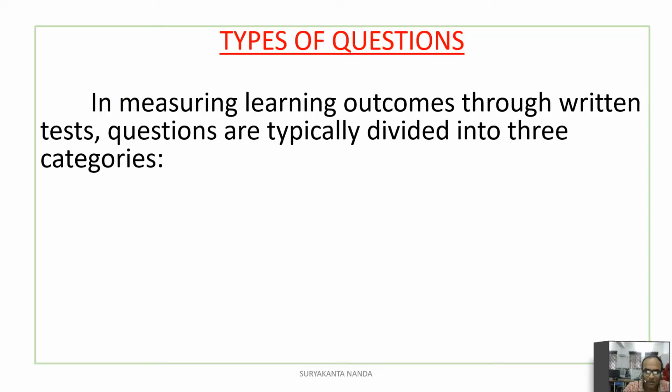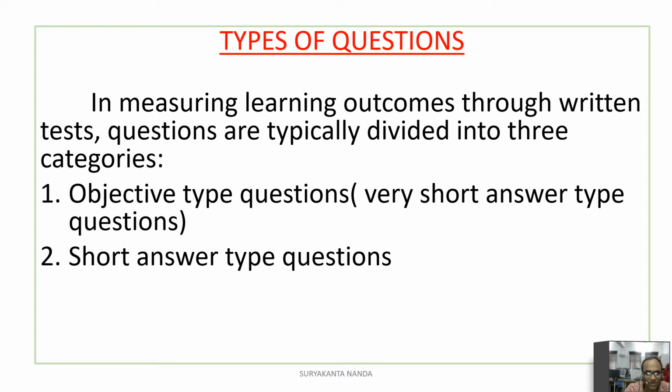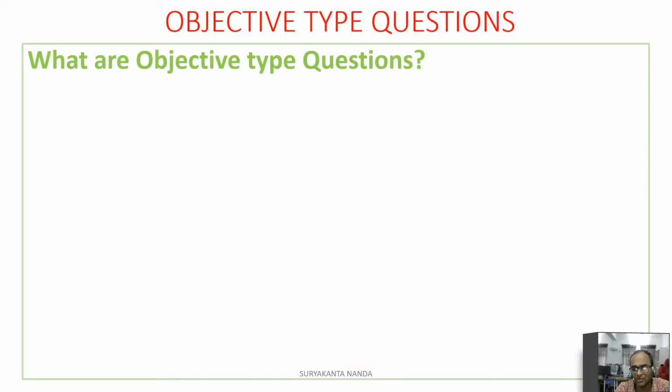What we observe in measuring learning outcomes through written tests is that questions are typically divided into three categories: objective type questions, or sometimes we call these very short answer type questions, short answer type questions, and long answer type questions or essay type questions. Now let us discuss one by one.